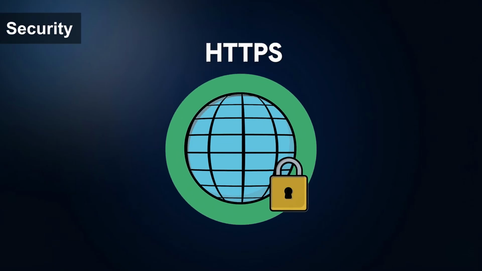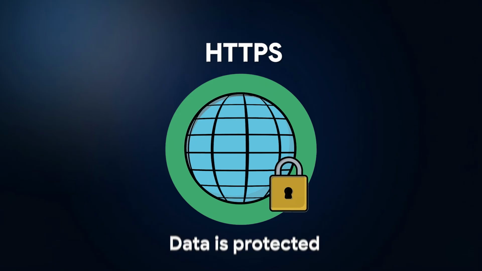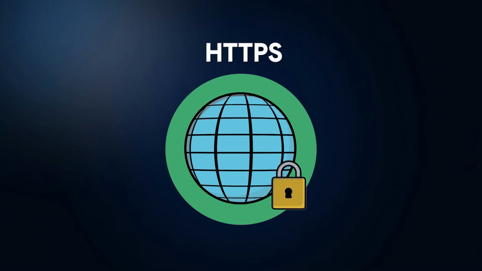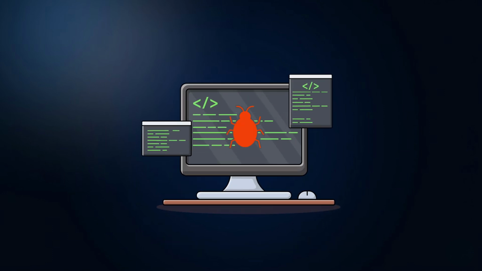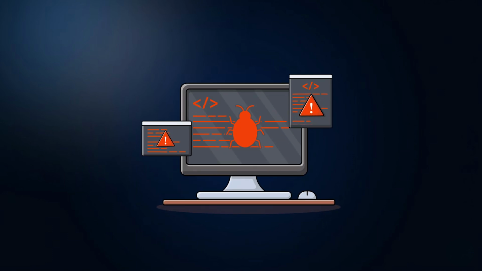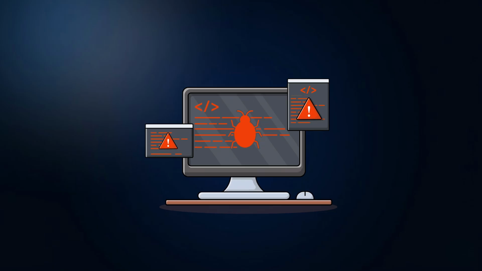In terms of security, HTTPS proxies support HTTPS connections. This helps protect data during transmission and reduces the risk of eavesdropping or tracking over the network. Additionally, because HTTPS proxies can process data, they can also detect and block certain unsafe content. SOCKS5, on the other hand, does not include built-in encryption, so your data won't be protected in transit unless you pair it with additional security protocols like HTTPS.